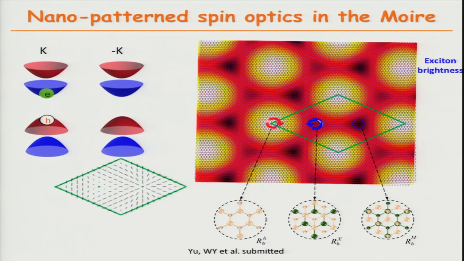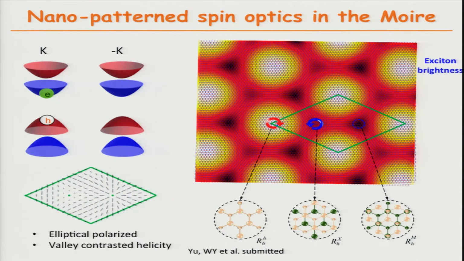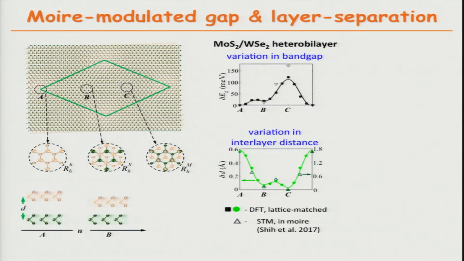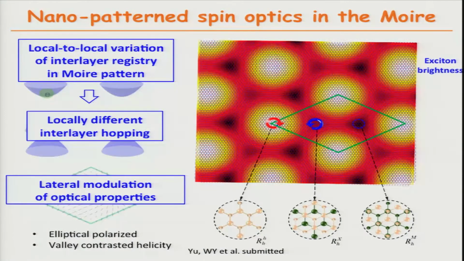And generally, at a general point away from these three high-symmetry stacking orders, you would expect elliptically polarized photon emission with valley-contrasted helicity. So the time reversal symmetry is still there. The brief message here is that in the Moiré pattern you have this local-to-local variation of atomic registry, and that leads to different forms of interlayer coupling, which laterally modulate the optical properties.